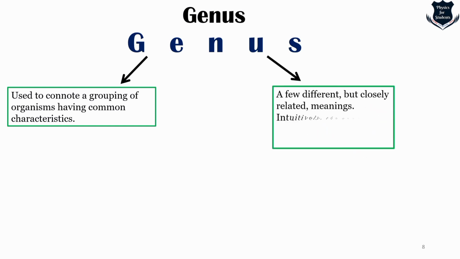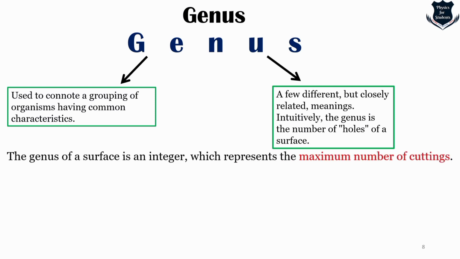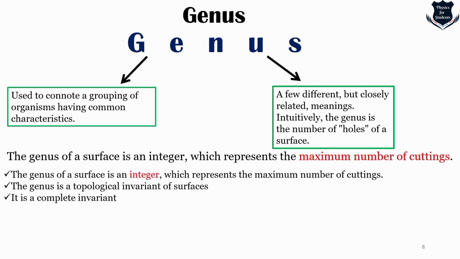However, here in mathematics, genus, or plural genera, has a few different but closely related meanings. Let us understand for this time that genus actually means the number of punctures or holes that we make on a surface. So the genus of a surface gives back a value which is an integer, and it represents how many punctures or holes or cuttings it has got. So the genus of a surface is an integer which represents the maximum number of cuttings. Most importantly, the genus is a topological invariant of surfaces and it is completely invariant.